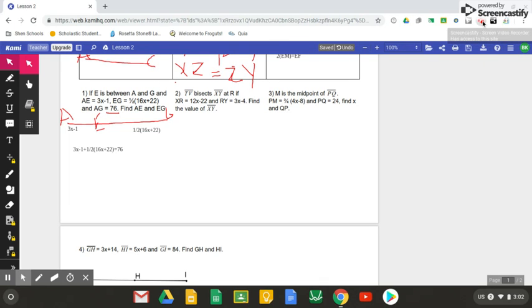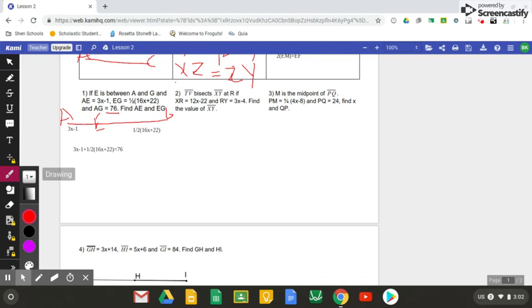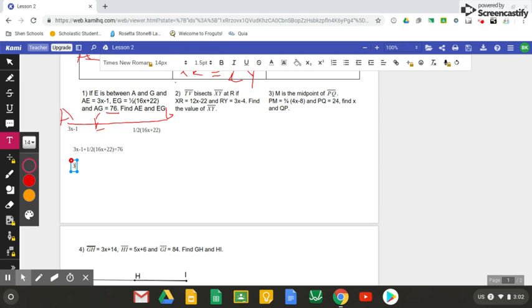Your task is to solve this problem right now, so go ahead and start solving it. I'm going to solve it too, but I'm probably going to skip some steps just because I don't have too much space here. So first I do 1/2 times 16x and 1/2 times 22. So I get 3x minus 1 plus 8x plus 11 equals 76. Next, I combine like terms. So 3x and 8x is 11x plus 10 equals 76.